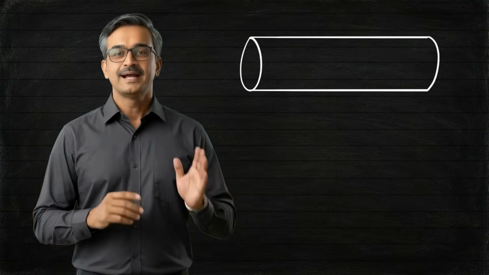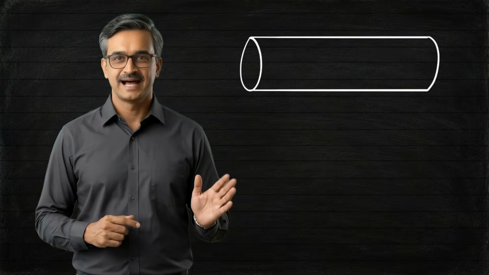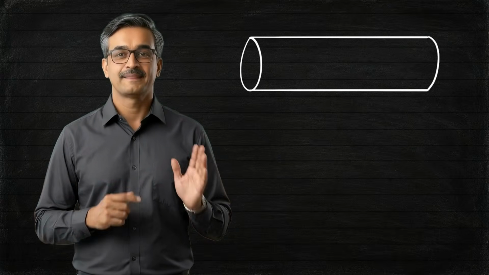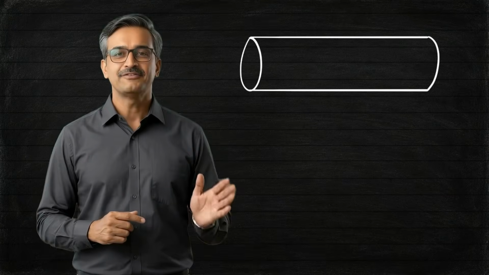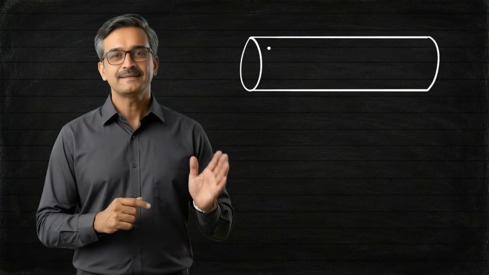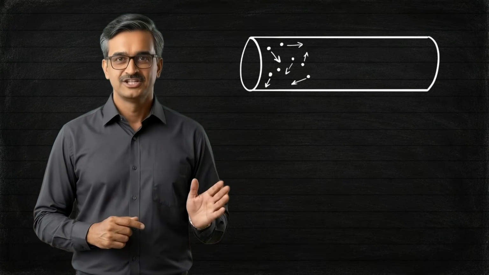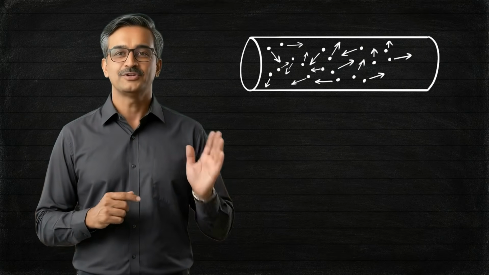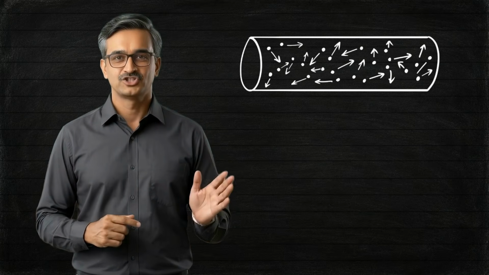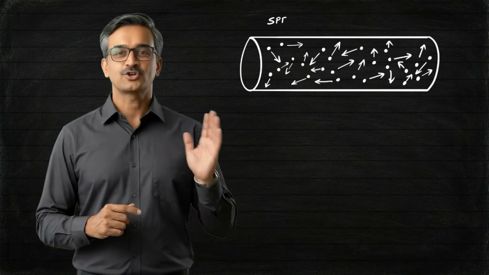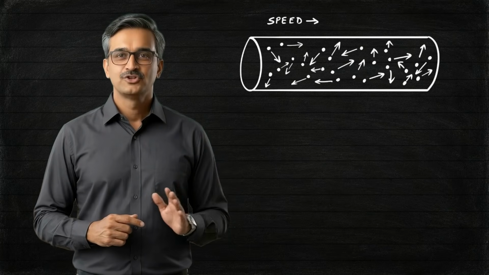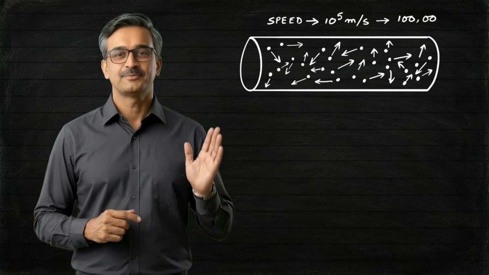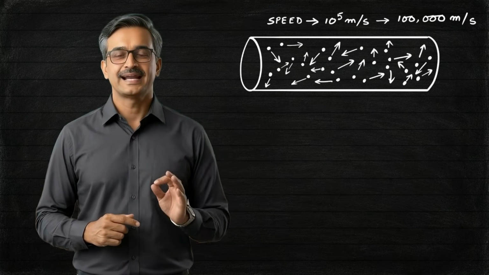Now suppose no battery is connected to the conductor. That means there is no potential difference across the wire. What will happen? Even without any applied voltage, the free electrons are not stationary. They are continuously moving in random directions. Their motion is somewhat similar to the random motion of gas molecules. In fact, at room temperature, the average speed of these free electrons is extremely high, about 10 to the power 5 meters per second. That is approximately 100,000 meters per second. This is a very large speed.